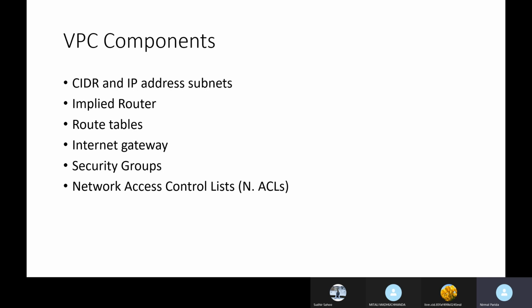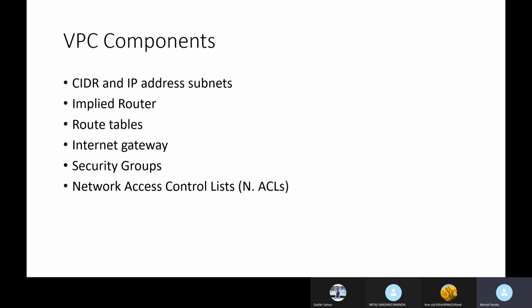Next is the implied router. It is a logical router responsible for routing between your subnets and your VPC, and for your instances communicating to the outside. All those rules will be added to the route tables, and your implied router will read those route tables and accordingly fix the routing of your instances inside your VPC.